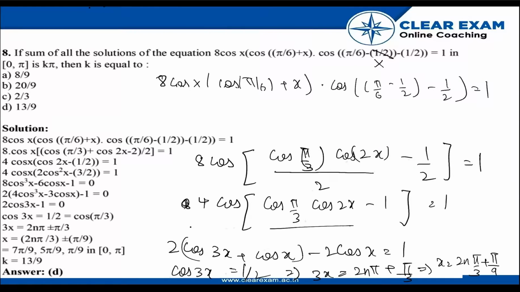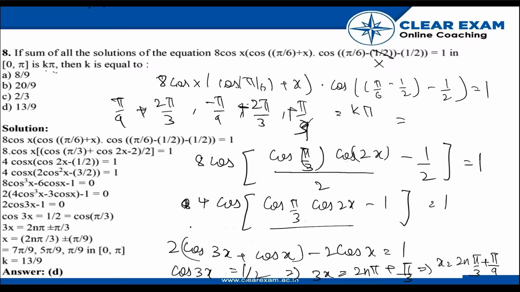So the solutions in 0 to π, let's clear this up a little bit. The solutions between 0 to π are π/9, 2π/3 minus π/9, 2π/3 and π/9. So we are given the sum of these points as kπ, so kπ equals π/9 plus, minus, plus and plus. Yes, this is 9. So the π will get cancelled from these π's. The final value of k will be equal to 13 upon 9. That is option D.